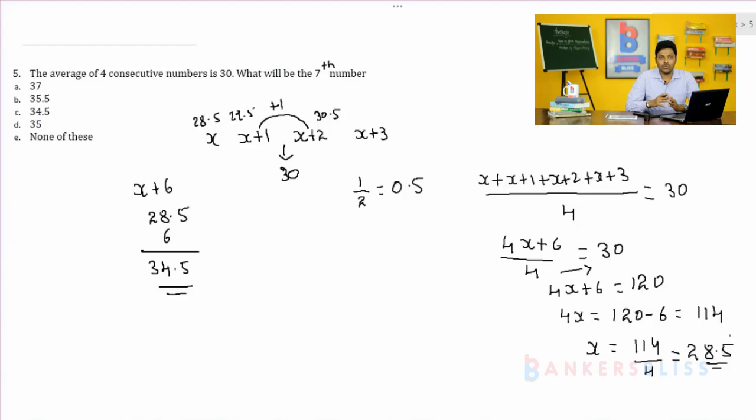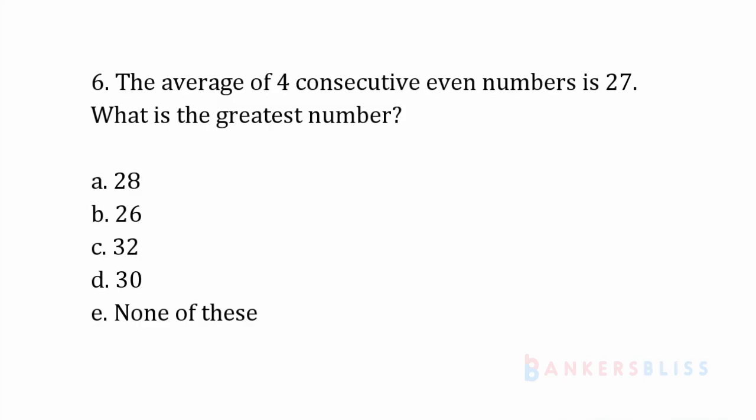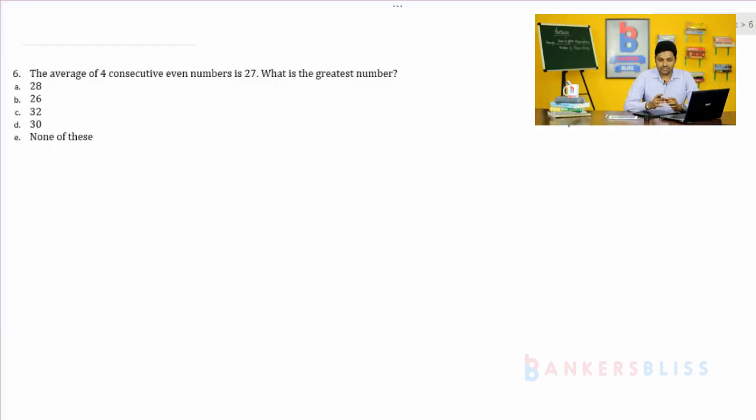Let us go for problem number 6. The average of 4 consecutive even numbers is 27. What is the greatest number? So here they have given that 4 consecutive even numbers. So if the first even number is 2, next even number will be 4, next even number will be 6, 8, 10, 12. So 2, 4, 6, 8, 10, 12 is a consecutive even numbers. So the consecutive even number starts from any of the even number and ends at any of the even number, but in the middle the series should be continuous. So 10, 12, 14, 16, 18, 20 is the set of the even numbers.